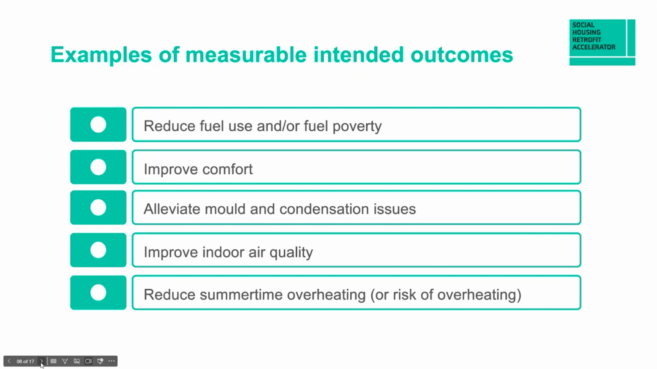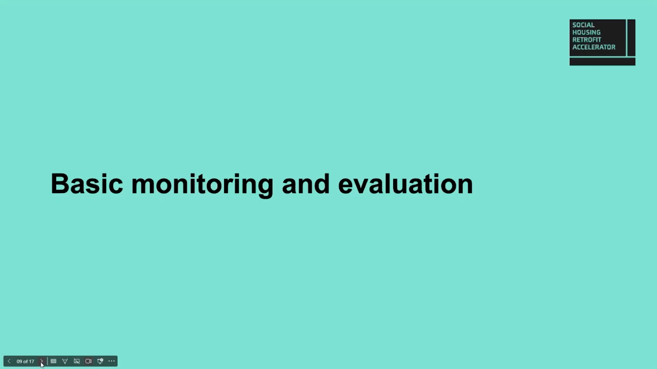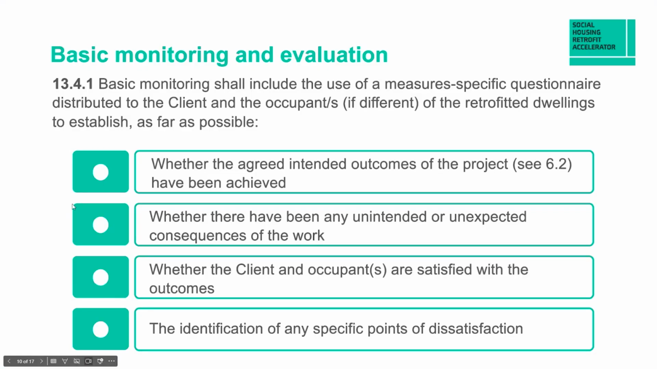So let's move on, looking at some basic monitoring and evaluation. Some of the things that you might want to agree at this stage is conversations with your resident and the occupants to understand whether the intended outcomes have been achieved. So that's why it's good to understand that from the beginning. They might not know what the intended outcomes are, but you should. So having those conversations and trying to elicit information from them is the way that you'll answer that question.